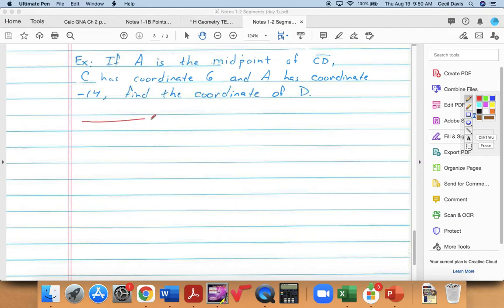It's not asking us to find the midpoint this time. So A is the midpoint of some segment CD, so I'm going to put A kind of in the middle. Last time I put the letter on top. I'll be consistent. It doesn't really matter. It tells me C has a coordinate of 6, so it's got to be over here. And A has a coordinate of -14. We want to find the coordinate of D.